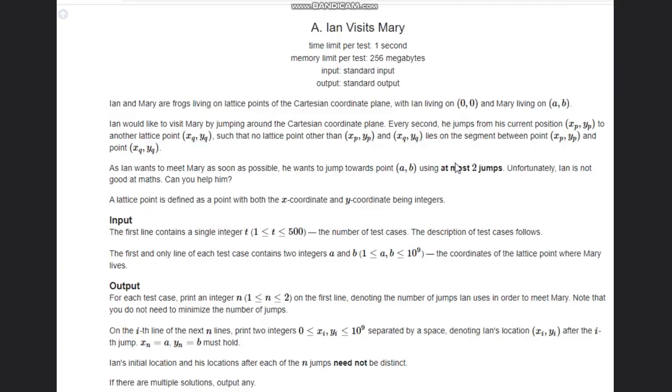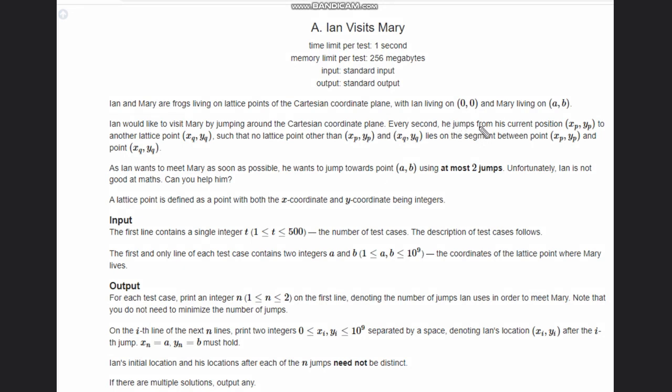Today we are going to discuss the problem "Ian Visits Mary". So let's read the problem statement. Ian and Mary are two frogs living on the lattice points of the Cartesian coordinate plane, with Ian living at (0, 0) and Mary living at (a, b). Ian would like to visit Mary by jumping around the Cartesian coordinate plane.